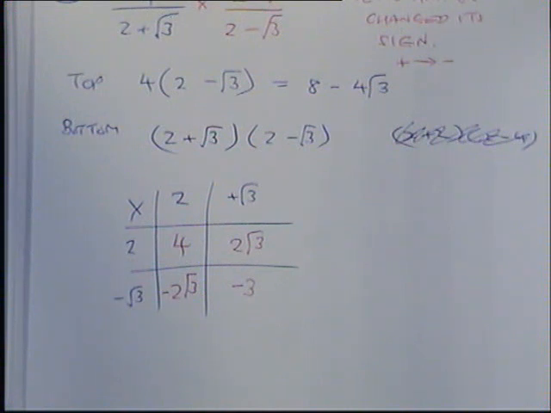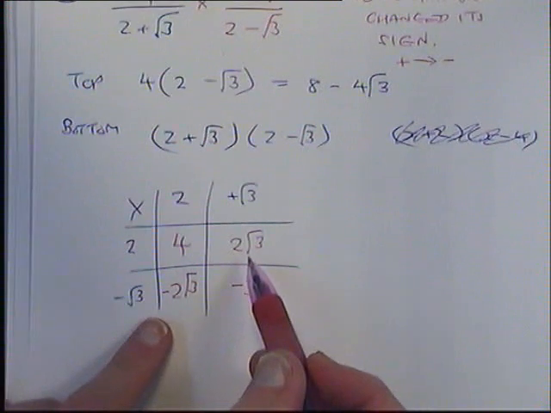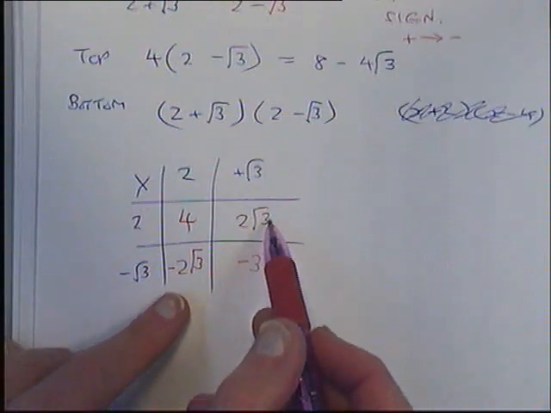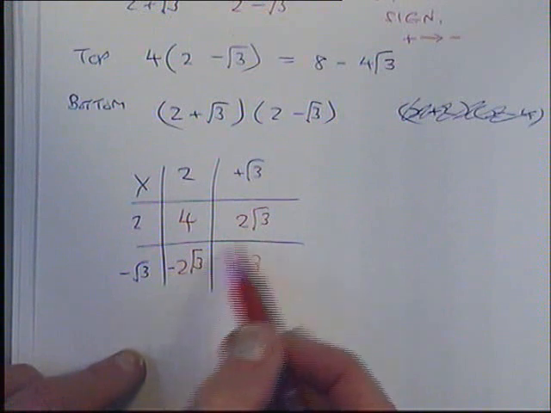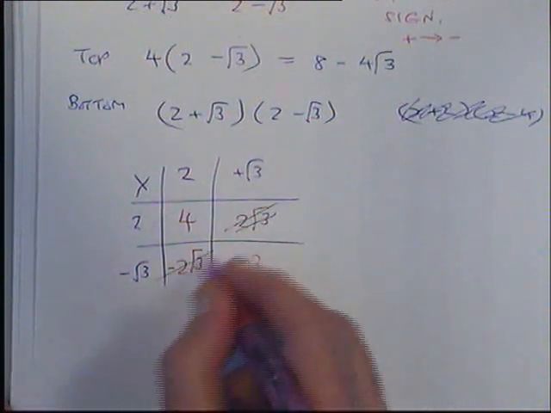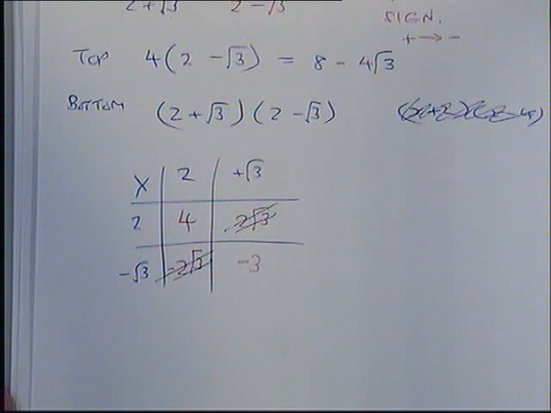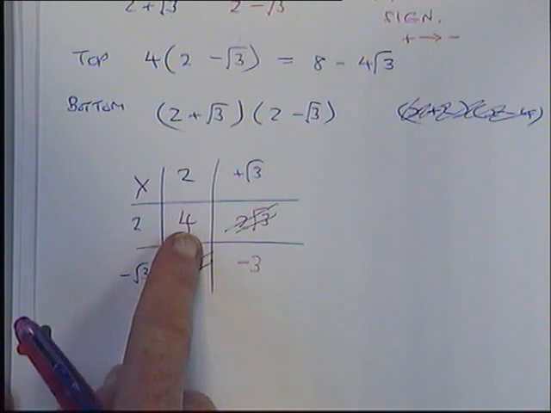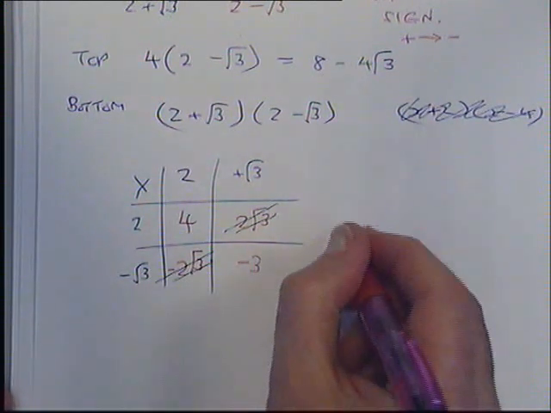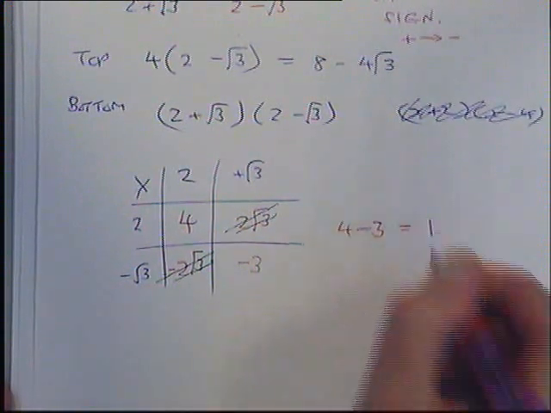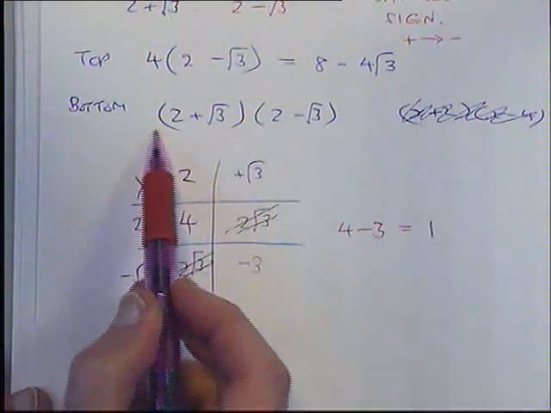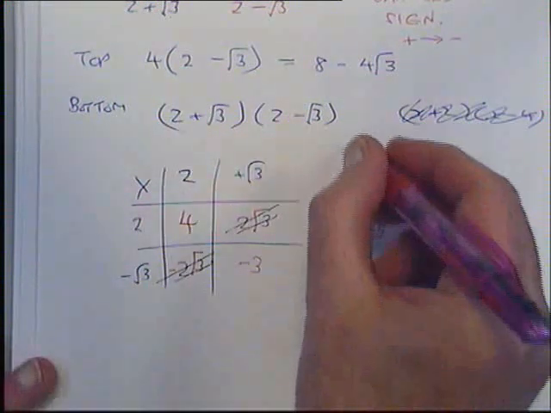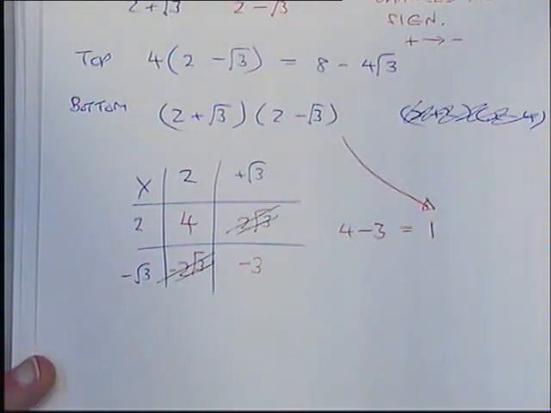What will happen in my next stage if I'm using this grid method? Daisy? Yeah, these two here will cancel each other. It will always work out that these two are the same, apart from one is a plus and one is a minus. So effectively, those two cancel each other out. And I'm left with a 4 and a minus 3. And 4 minus 3 is 1. So the bottom bit here is just equal to 1.